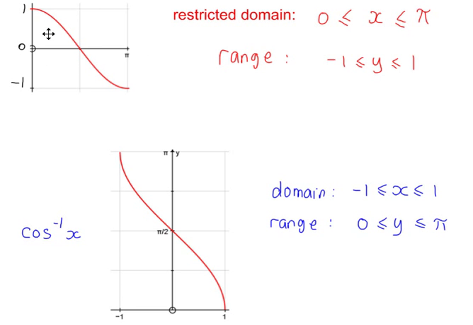And reflecting this graph in the line y equals x gives this graph for the inverse cosine function. The domain and range have swapped over.